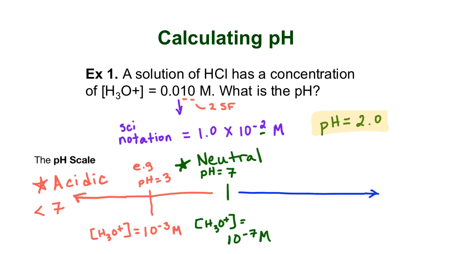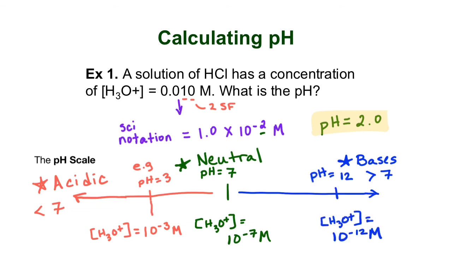Anything above pH 7 are going to be our bases. That's where the concentration of H3O plus is going to be much smaller, like 10 to the minus 8th, 10 to the minus 12. That's a very small amount of H3O plus. So that's not an acidic solution, that's a basic solution. So bases will be anything above that pH 7. So using these numbers, we can easily identify if a solution is acidic, basic, or neutral.